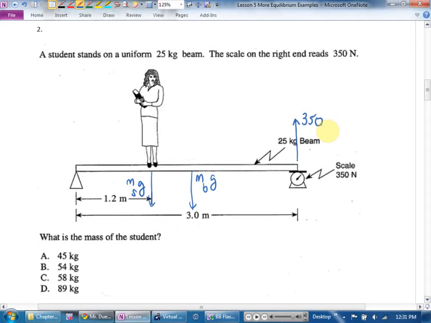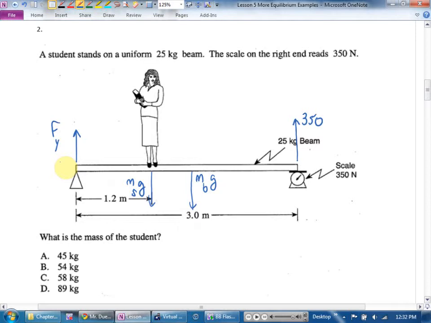And you know what? I'm pretty sure there's another force right there. I'll call it Fy for force up. But I don't care about it, because how far is it from the pivot? Zero. Does this question suggest that this beam is moving at all? No, in fact, looking at this picture, I'm pretty sure this is in equilibrium.